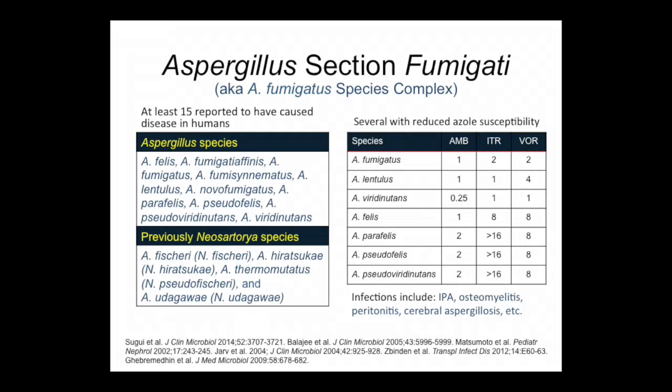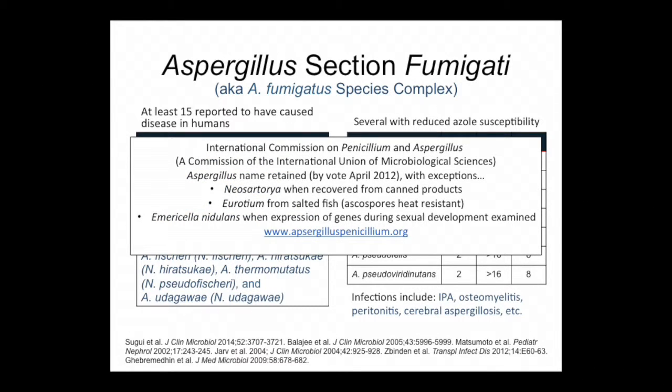Now, I've talked a lot about nomenclature change and changes in taxonomy. I do have some good news, and that's that Aspergillus fumigatus is not changing its name. The International Commission on Penicillium and Aspergillus took a vote on this back in 2012. They basically said that the name Aspergillus is going to be maintained with some exceptions, although I don't think these are really clinically relevant.